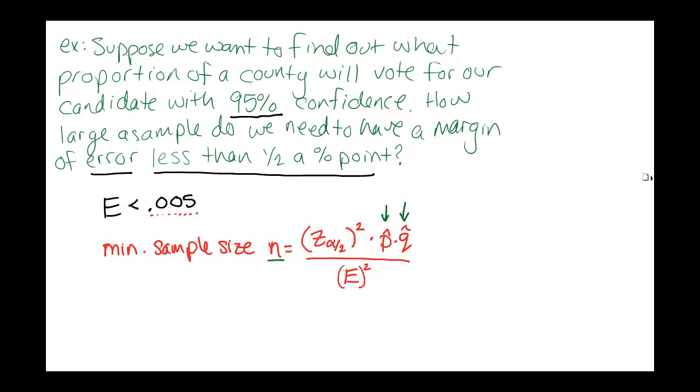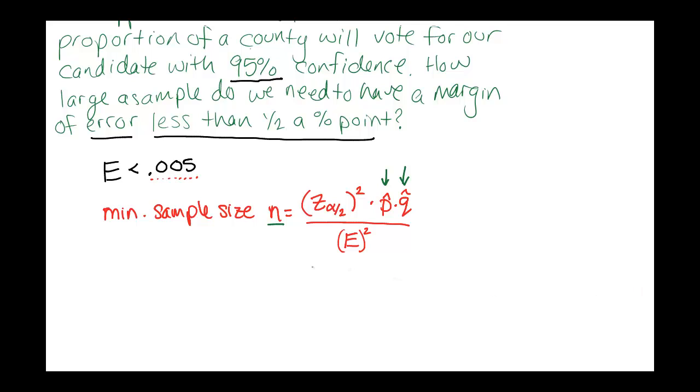So in this case, if we don't already have the p hat q hat, we have a secondary formula where instead of using the p hat and q hat, we put in 0.25. And 0.25 is the very largest possible number that p hat times q hat could be. So we're sort of hedging our bets here so that we get a value that's going to work for us for any values of p and q.